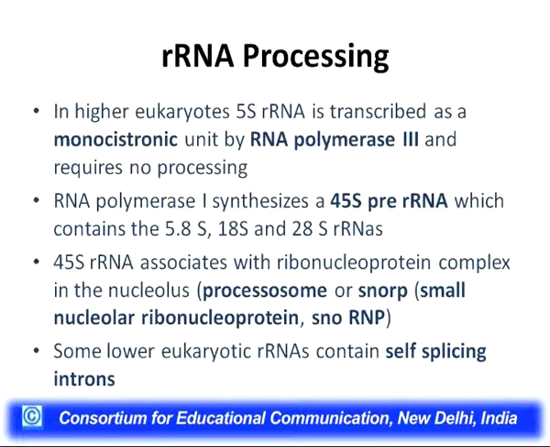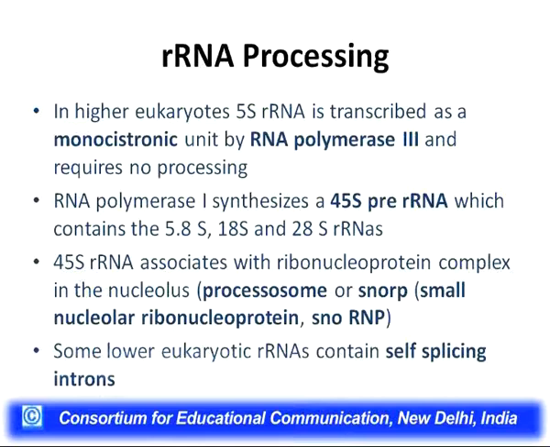In eukaryotes, the 5S rRNA is transcribed as a monocistronic unit by RNA polymerase 3, and it does not require any processing, because the complete gene has been transcribed and it is not transcribed in tandem with other genes. So, this particular transcript can directly be used for its function, it does not require any processing.